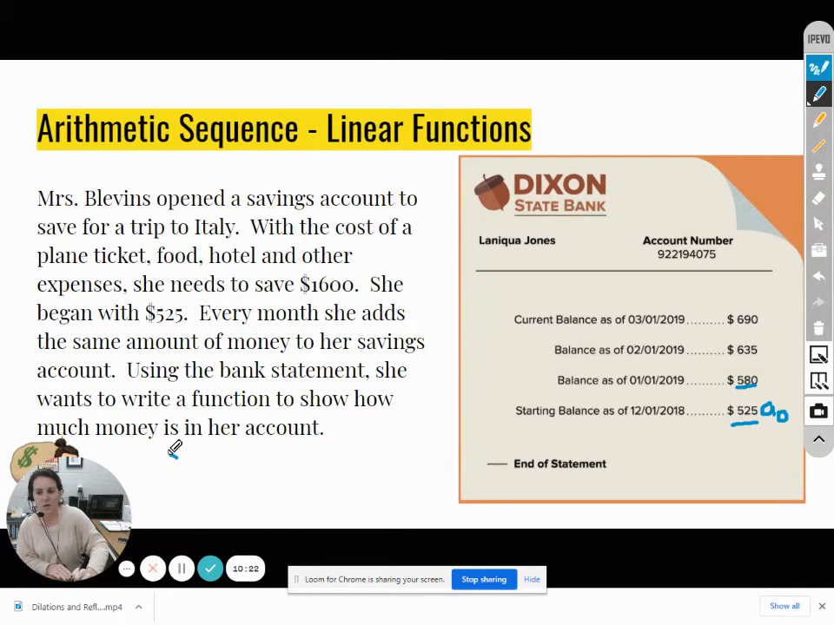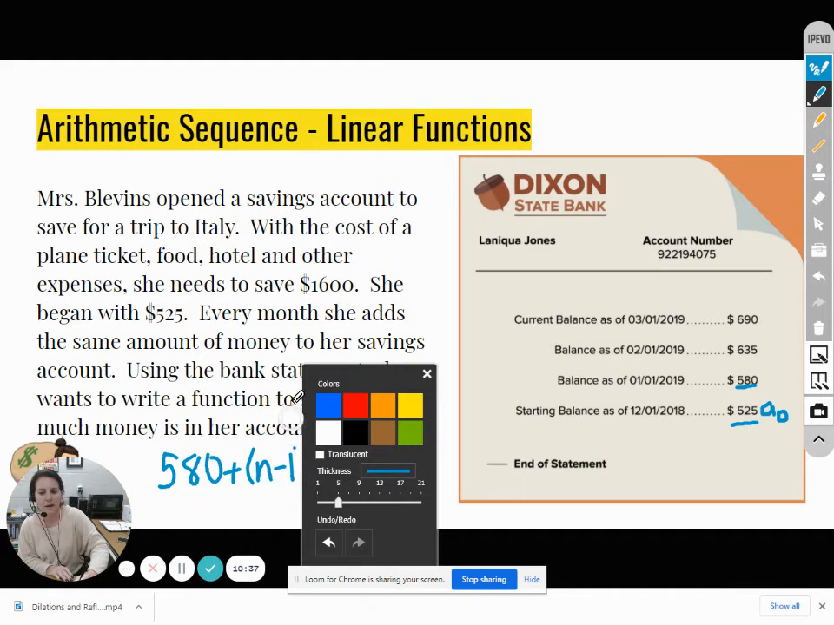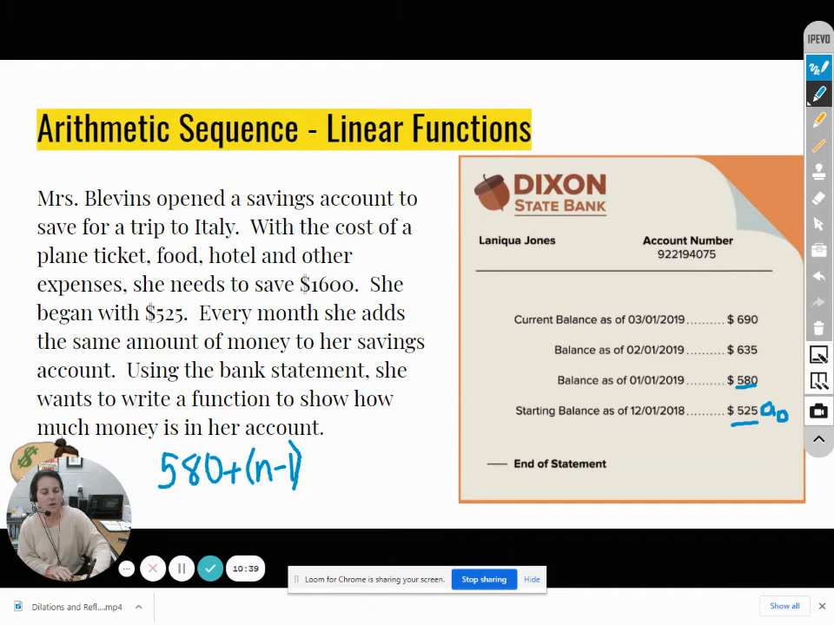So I began with 525. After the first month of savings, the amount is $580. I am adding how much money each month? What is my common difference here? To get from 525 to 580, I put in $55. So I put in $55 to get this amount of money the first month. So my common difference here is $55. So after the first month, I have $580.